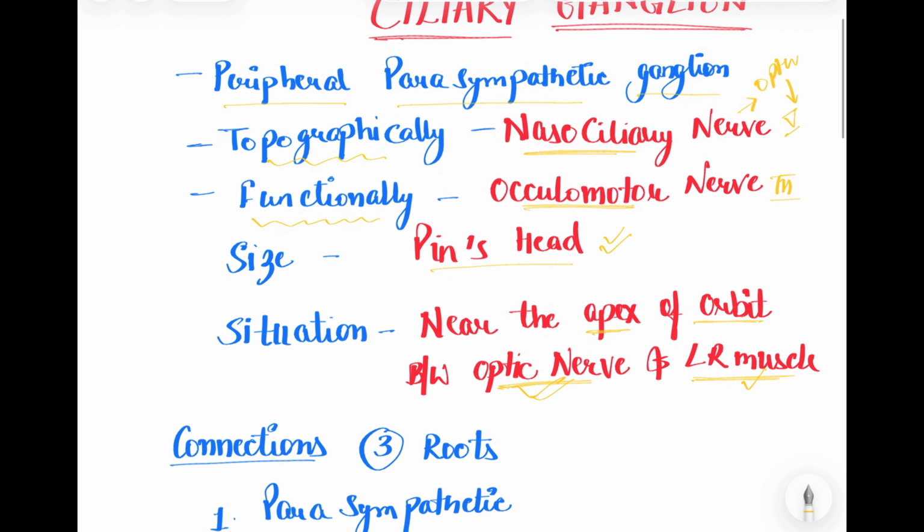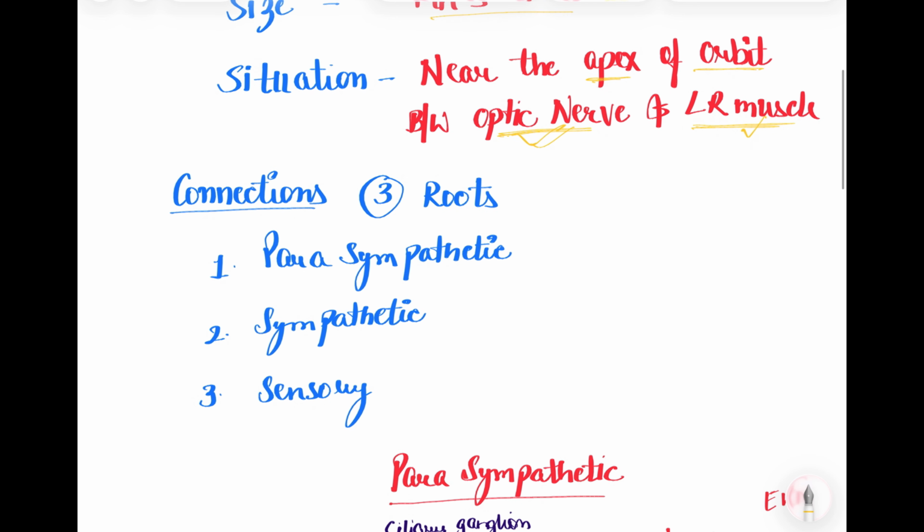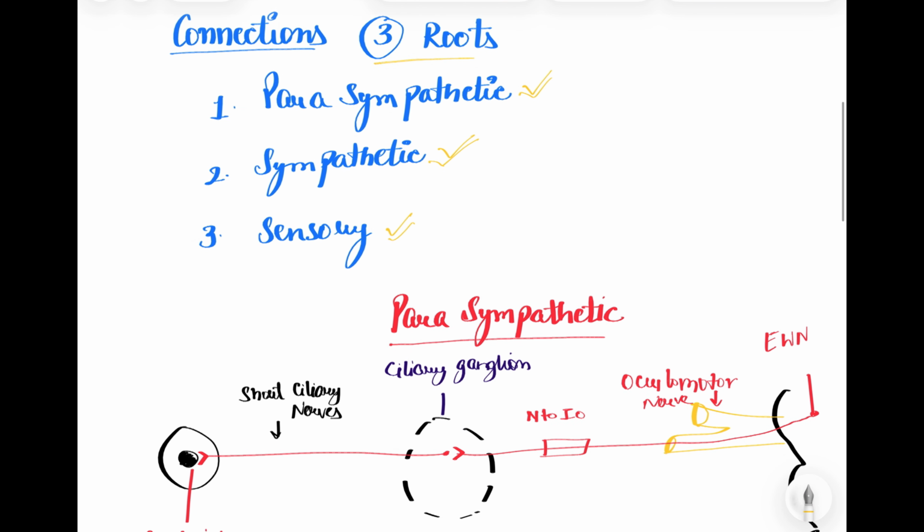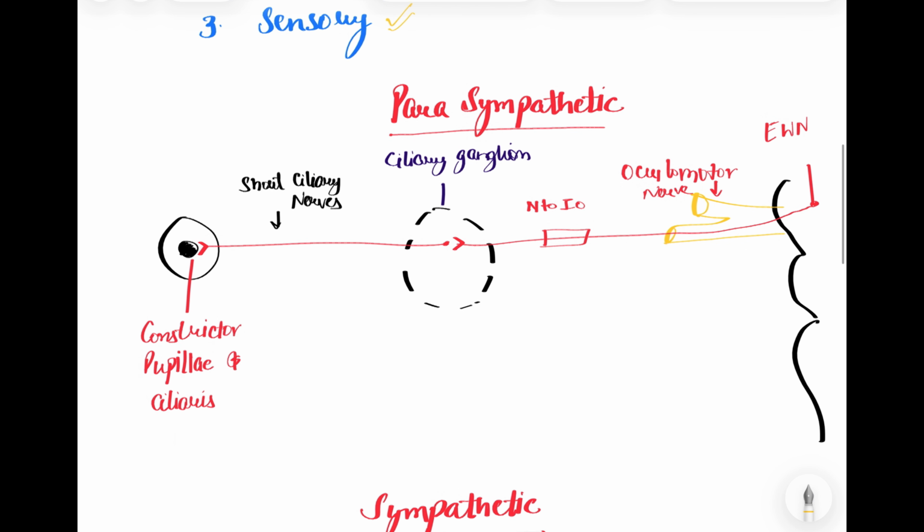Now this ciliary ganglia, as all other ganglia, has got three roots. One is the parasympathetic root, the other one is the sympathetic root, and the third one is the sensory root. So it has got three roots: parasympathetic, sympathetic and sensory. We'll be talking of all these roots one by one. So first of all we will take the parasympathetic root.